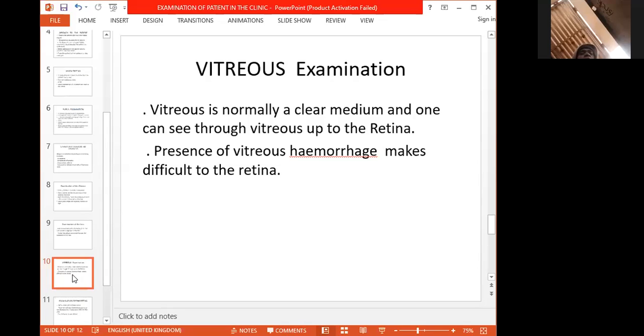When you dilate the pupil and do your fundoscopy, you should be able to see the retina. You are able to see the retina because you are able to pass through the vitreous gel. So any opacities in the vitreous are abnormal. Otherwise, vitreous is supposed to be completely clear.